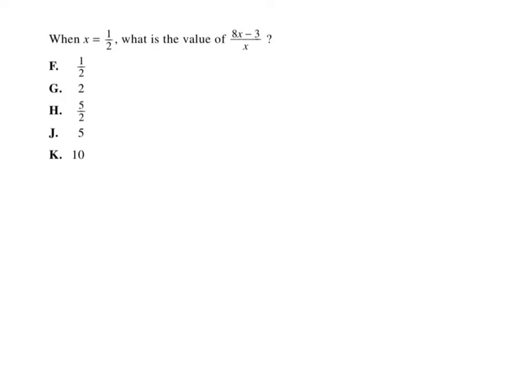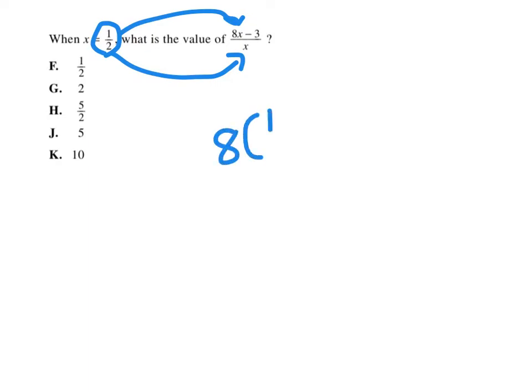So this is straight substitution. We know x is equal to 1/2, so all we have to do is substitute that value in for both of our x's. So that would be (8 times 1/2 minus 3) all over 1/2.